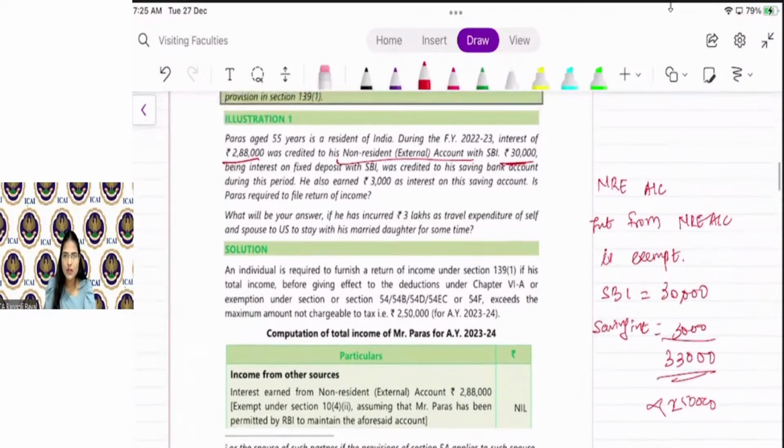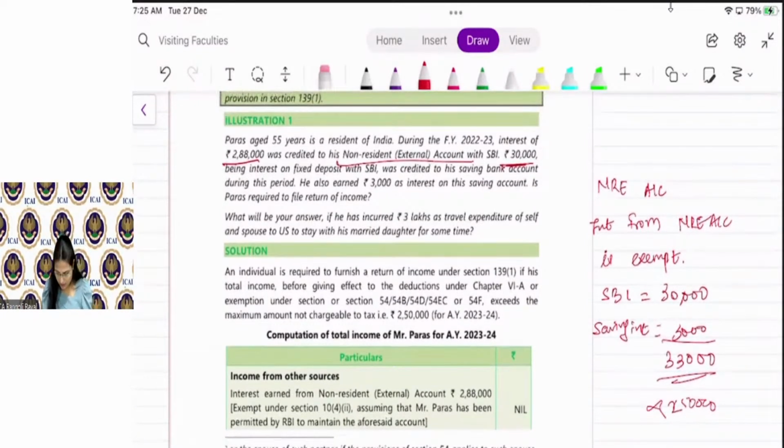Now suppose you assume that the interest from the NRE account is taxable. Then in that case, yes, Mr. Paras has to file his return of income within the due date, because his income before claiming deduction under Chapter 6A and exemption from Section 54 to 54F is more than 2,50,000.